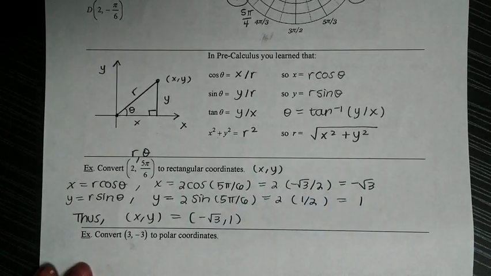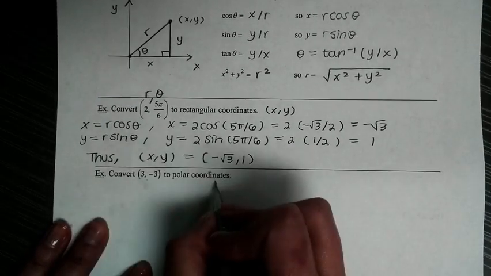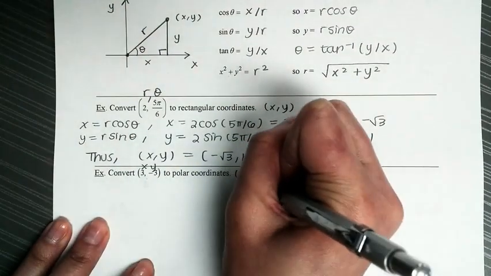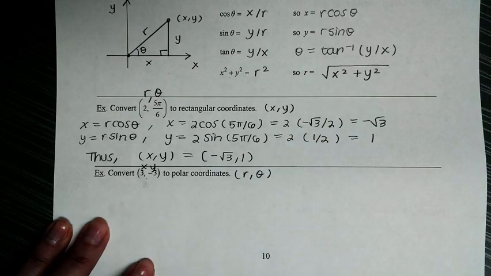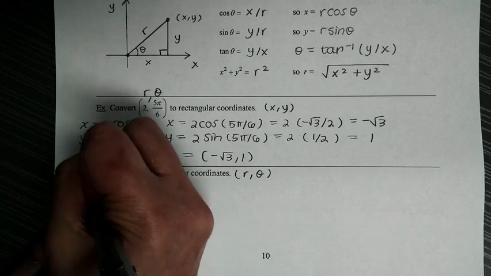Okay? Now, what happens if we have the opposite situation? They give you rectangular and they want polar. So they give you x, y here, but they want r, theta. That's very possible, right? So what would be my preference here? It would be to find r first.